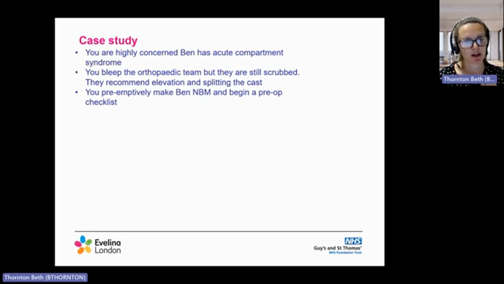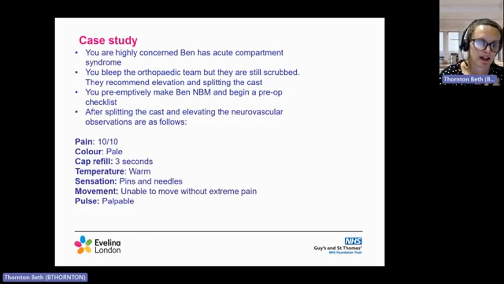So as we know, if it's a limb-threatening emergency, we want to get this child to theatre as soon as we can. So anything you can do to help make that process nice and quick and smooth is definitely very helpful. After splitting the cast and elevating the limb, the neurovascular observations are as follows.